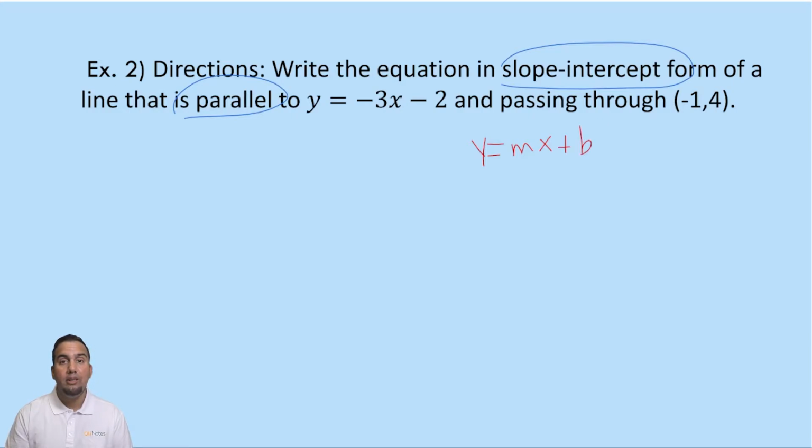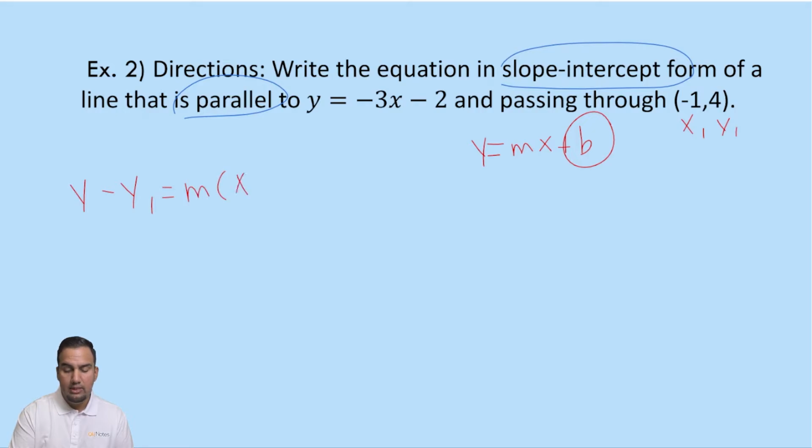However, notice the point they gave you. They gave you -1, 4. That's not a y-intercept, meaning I can't find b just from looking at it. So I need another equation. What equation am I going to use? I'm going to use point slope. Y minus y1 is equal to m times x minus x1. So I have my first point, but the question is, do I have my slope? Well, they did say parallel. Parallel means what again? Parallel means the same slope. So my m is going to be the same as what I see, which is -3.